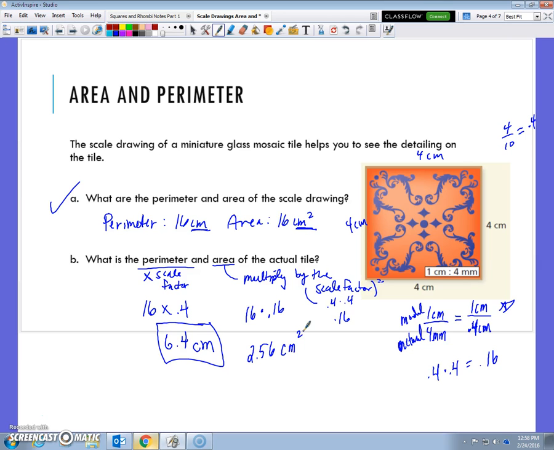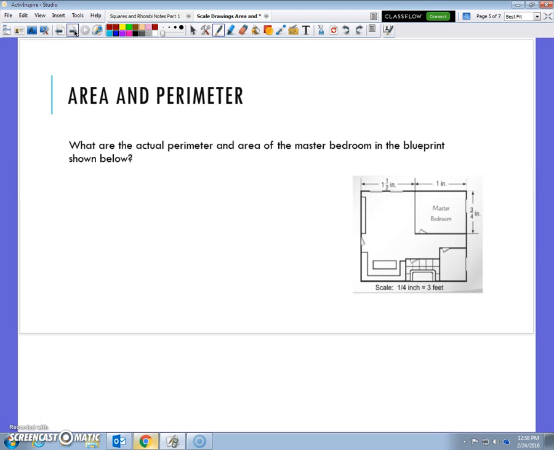And I move the decimal place. All right, so it's a little complicated today. There's a lot of steps to it. What is the actual perimeter and area of the master bedroom in the blueprint shown below? Okay, well, before we can do that, we need to know how much the area and perimeter are in the actual blueprint. So let's take a look here.